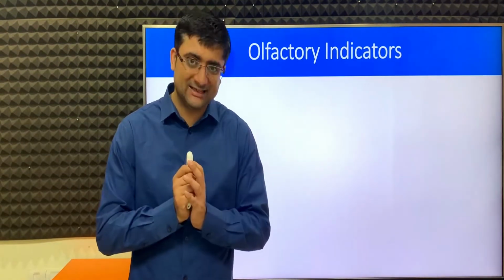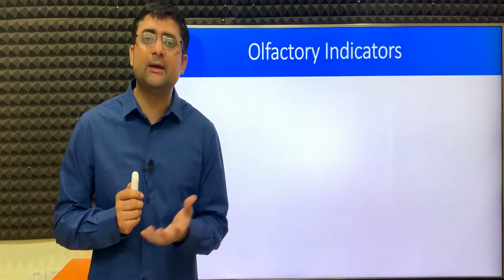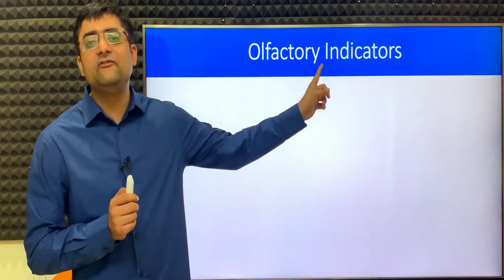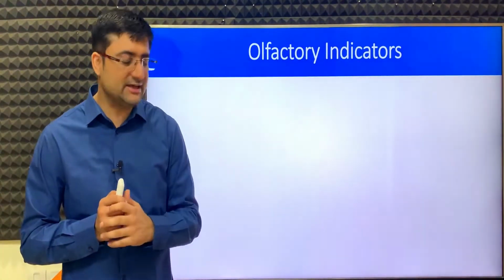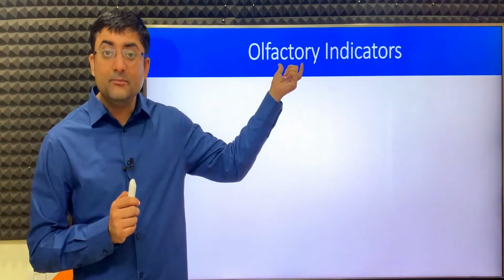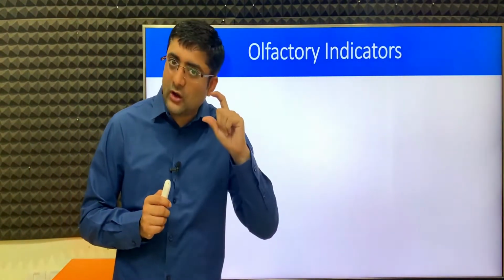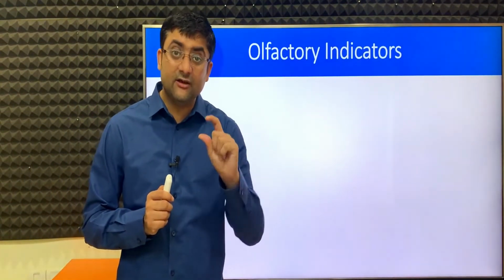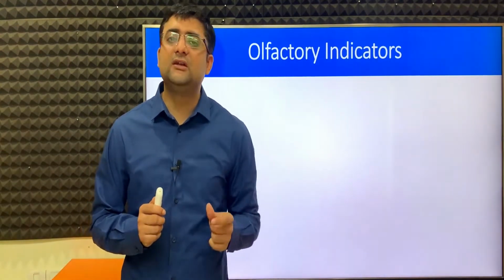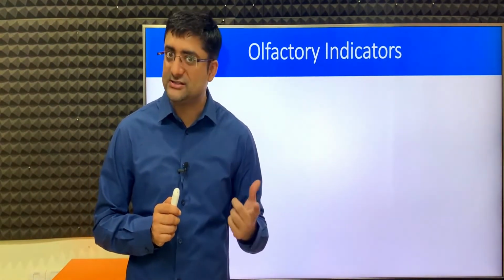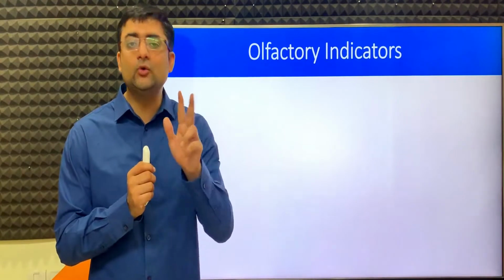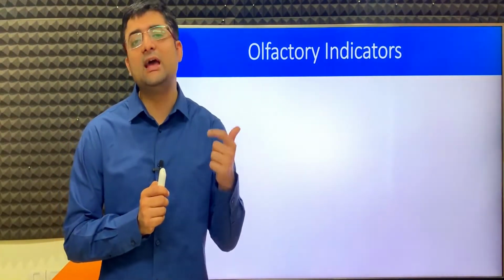basic medium is clear. Now guys, we're going to learn another type of indicators which are known as olfactory indicators. This is very interesting, guys. The word olfactory means relating to the sense of smell. So olfactory indicators are those indicators which, by a change in smell, tell us whether a substance is acidic or basic. Sounds interesting, right? So there are basically two olfactory indicators, onion and vanilla.